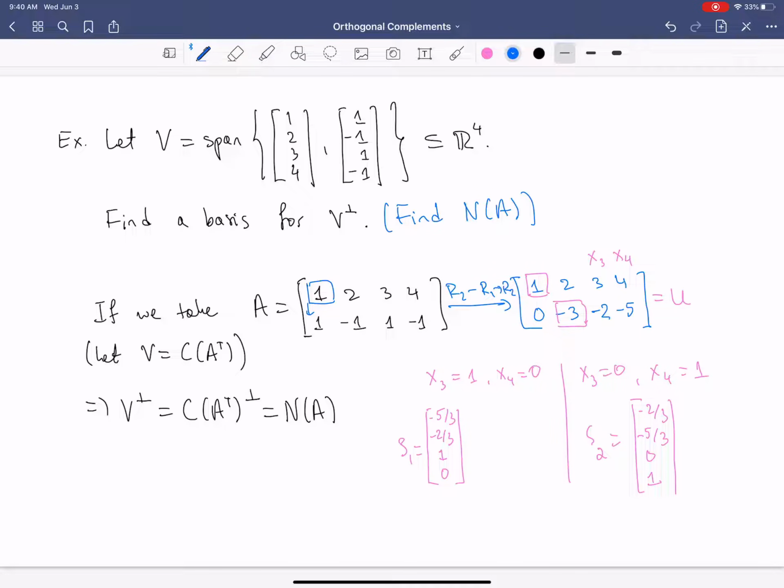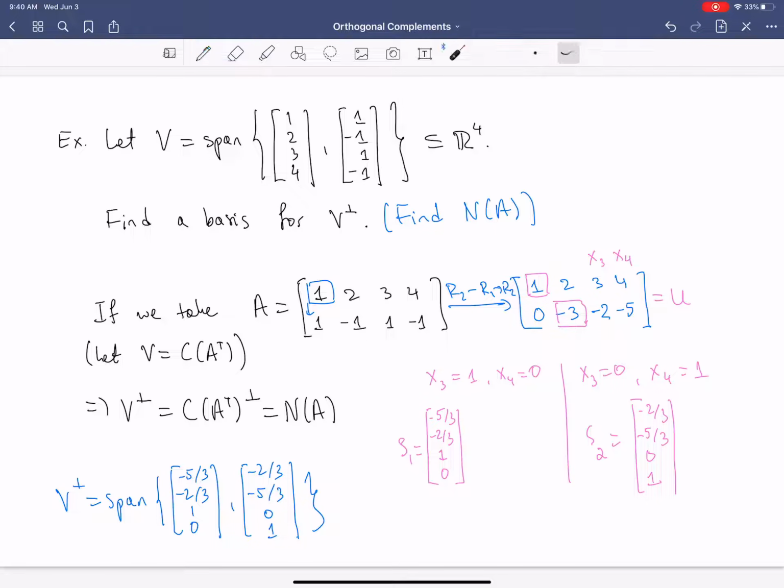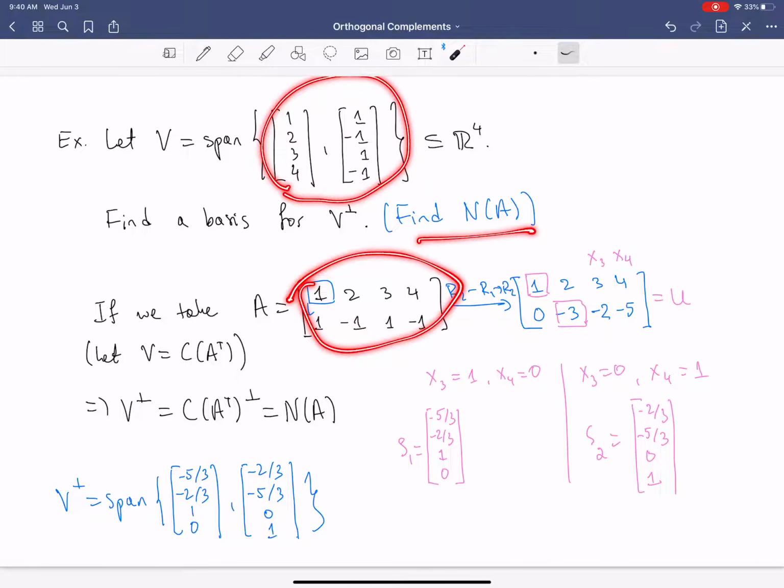So VPerp is the span of these two special solutions, negative 5/3, negative 2/3, 1, 0, and negative 2/3, negative 5/3, 0, 1. So this is what we do if we put these two vectors as the rows of a matrix, then we find the null space.